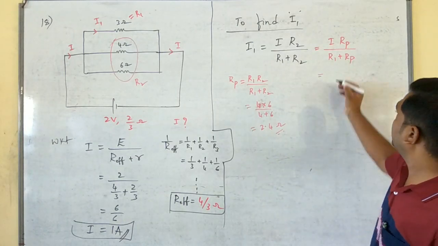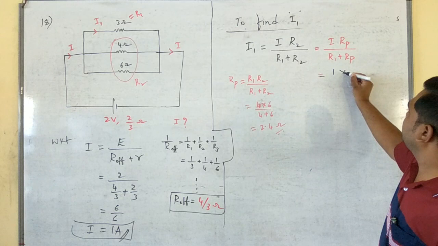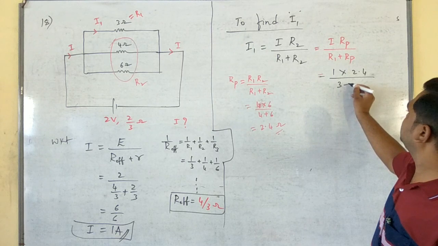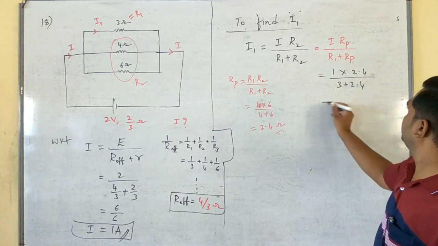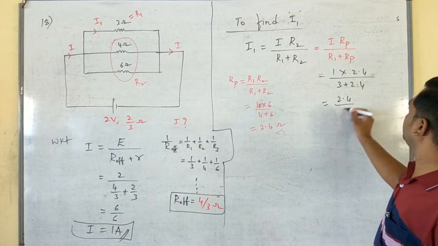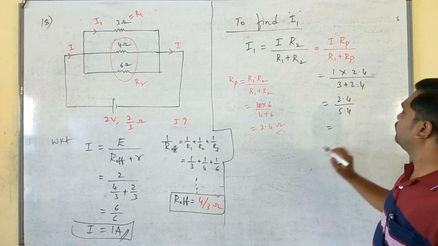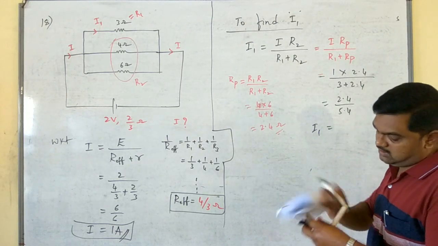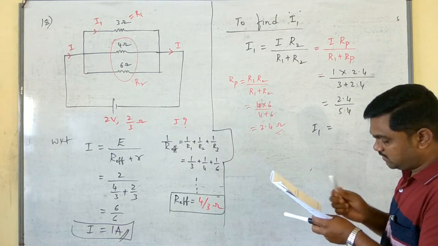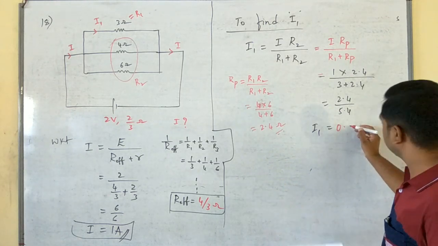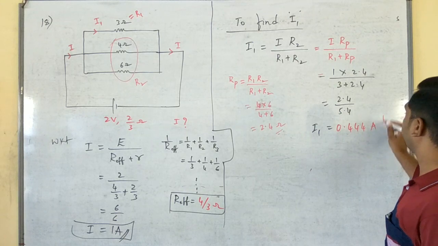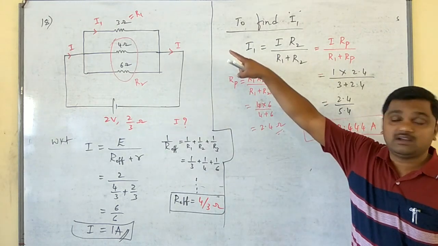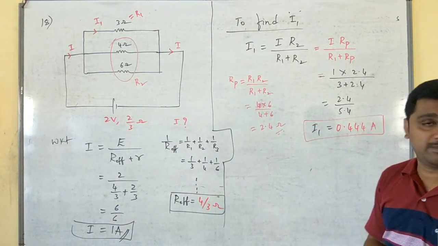You substitute the value 2.4 here. What is I? I is 1. 1 into 2.4 divided by 3 plus 2.4. It gives you 2.4 divided by 5.4. On solving this, you have to get 0.444 ampere. So this is the current flowing through that resistor 3 ohm.